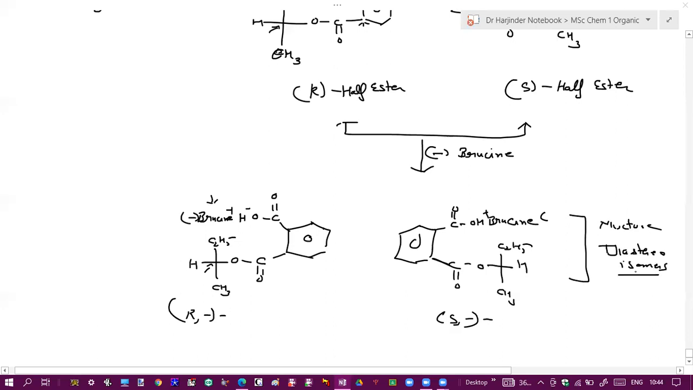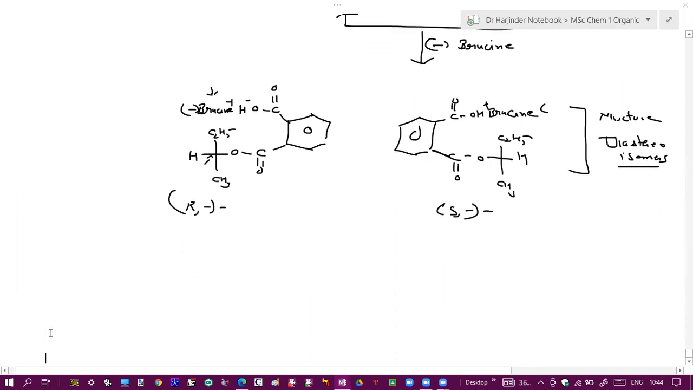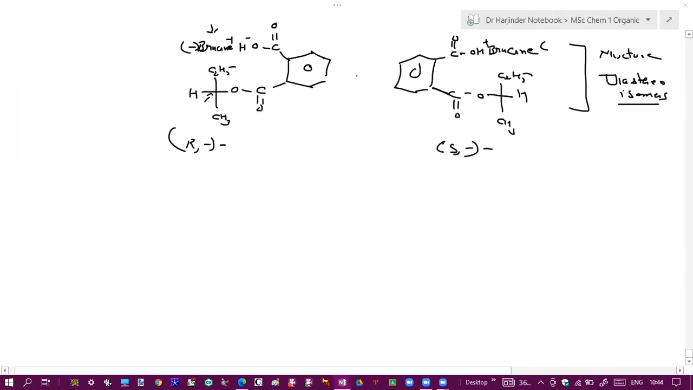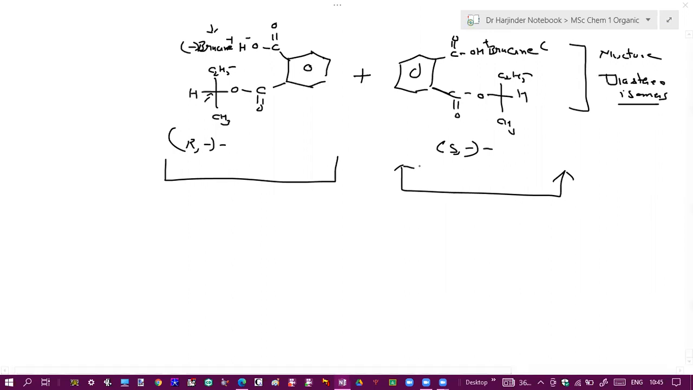Next step. Separation. In the next step, you will separate this mixture. I'm not writing a separate step. So you get this mixture like this. You can separate it by some physical method. After separation, what will be your next point? Sir, removal of resolving agent.